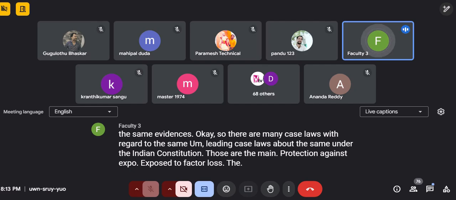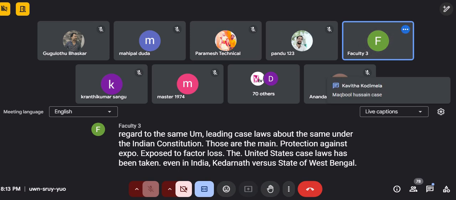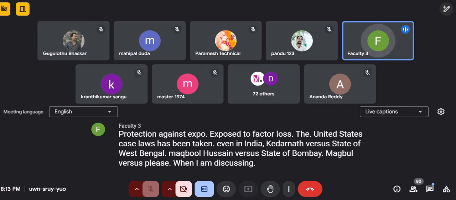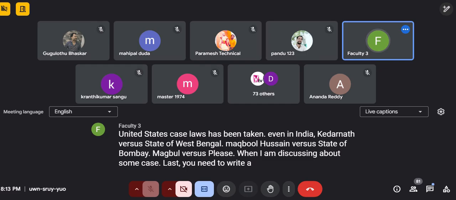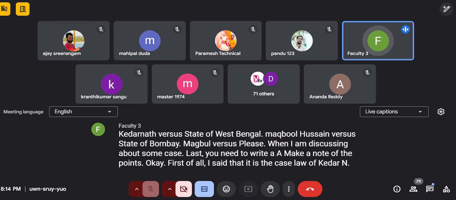The United States case laws have been taken. Even in India, there are Kedarnath versus State of West Bengal and Maqbool Hussain versus State of Bombay. When I am discussing case laws, you need to make a note of the points. First of all, I said that it is the case law of Kedarnath versus State of West Bengal.